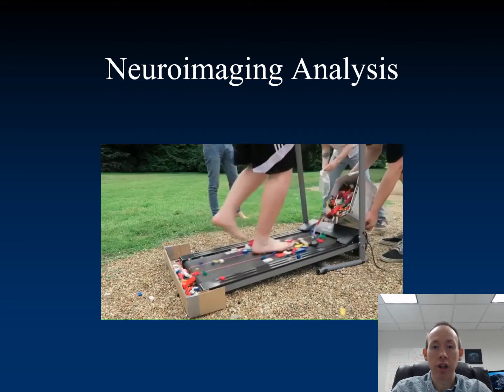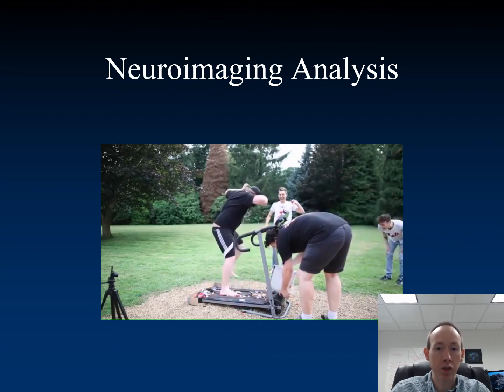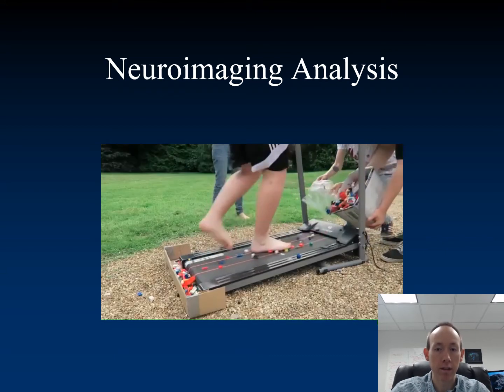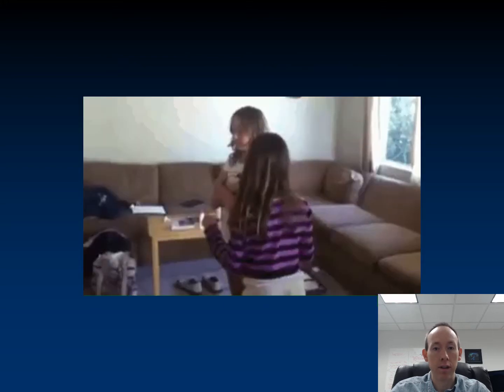MRI analyses are kind of like this. What I hope to do with this class is take imaging analyses from this to this.